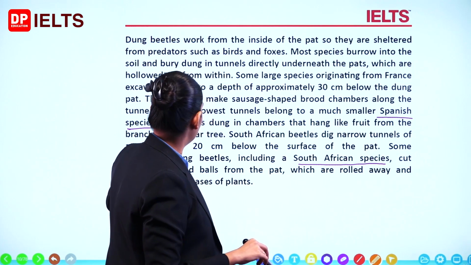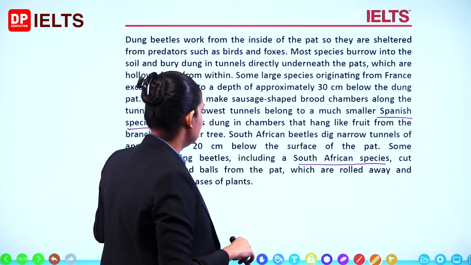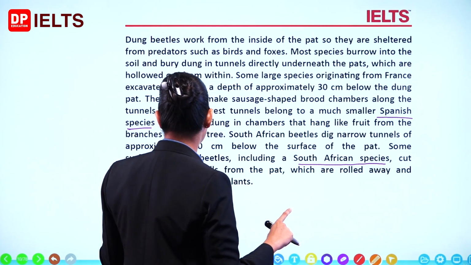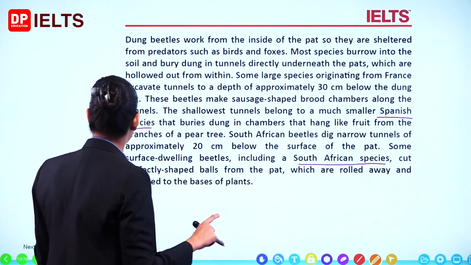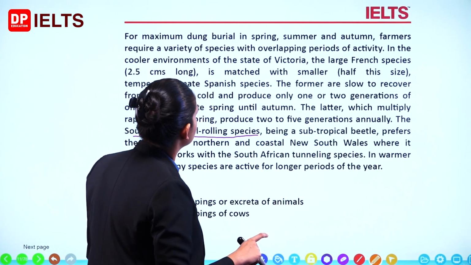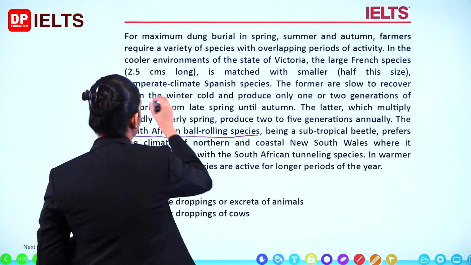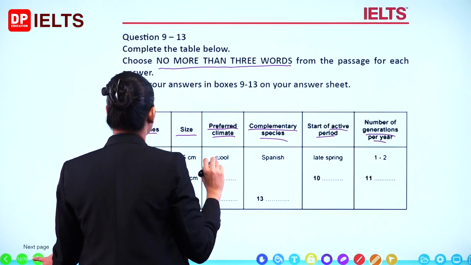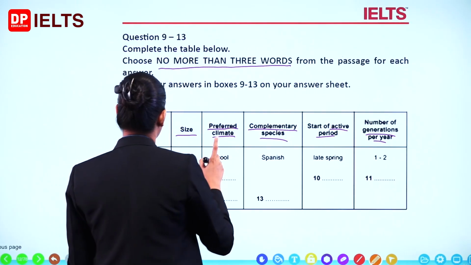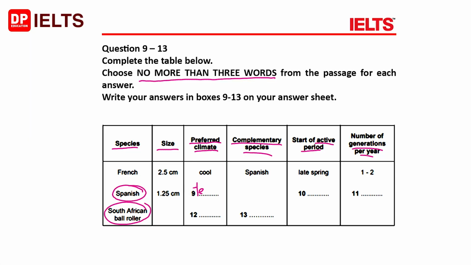Spanish species that buries dung in chambers that hang like fruit from the branches. South African beetles dig narrow tunnels, right? Okay. It talks about it. Then we have to have a look at the climate here. Temperate climate, Spanish species. So what's its preferred climate? Temperate. Do we have to write temperate climate? Not really. Why? Because they say preferred climate. So just the type is enough: temperate.